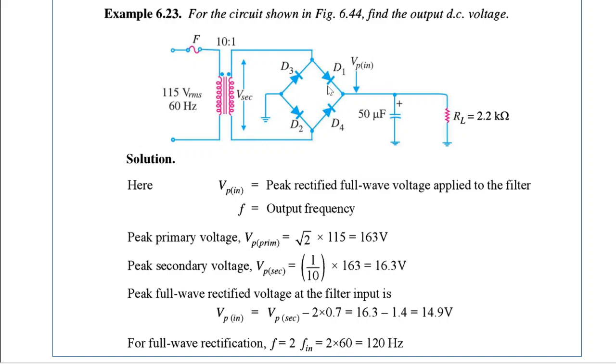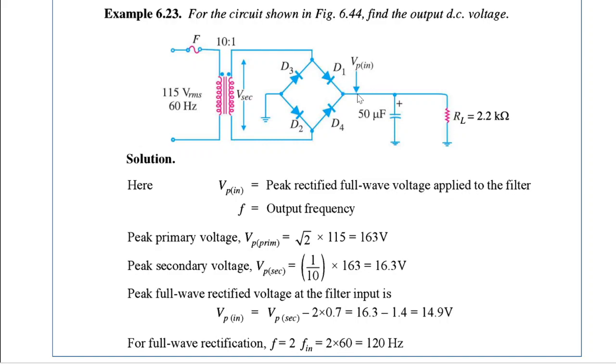So in a bridge rectifier, during any half cycle there are two diodes which are connected in series. If you treat them as ideal diodes, there is no voltage drop across them. But if you take any practical diode, for example a silicon diode, then there is some voltage drop across it, which is equal to the barrier potential. For silicon it is 0.7 volt. So since you have two diodes, 2 into 0.7 volt is going to drop across the two diodes, and the remaining voltage comes here. You call it Vp in. This is the peak rectified full wave voltage applied to the filter.